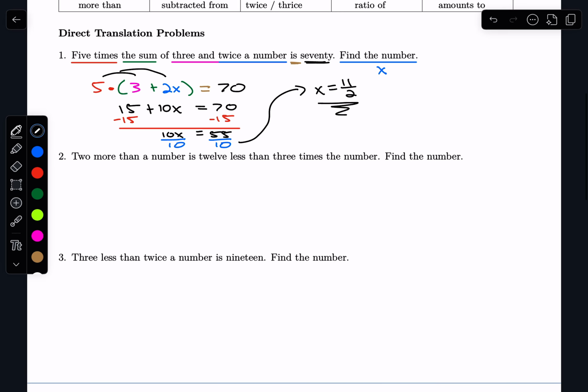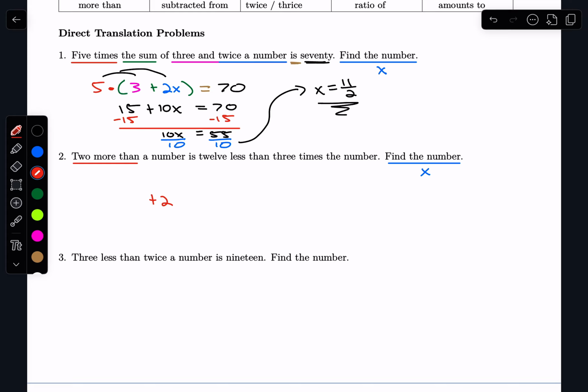All right, number 2. We have: 2 more than a number is 12 less than 3 times the number. And again, it says find the number. So wherever it says find the number, that tells me that I need to define a variable for the thing I'm finding. All right, now let's go back through. It says 2 more than. 2 more than means to add to. But whenever you see language like this, it always looks better if you put it at the back of the thing. So 2 more than tells me to add 2, but I have to add 2 to something.